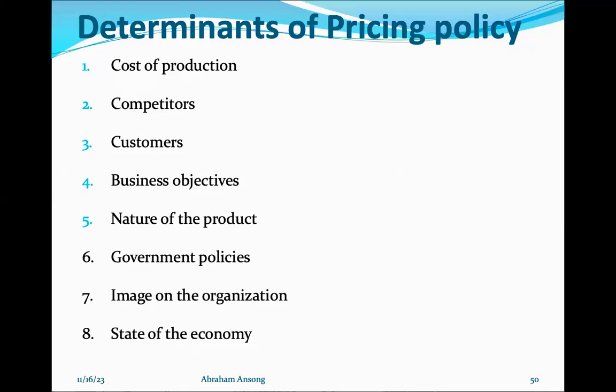Then finally, the state of the economy, very similar to the customers, right? If people do not have income, inflation is high, purchasing power is low, that should influence the pricing policy of a particular organization. So thank you very much for your attention. This will bring to an end our discussions on the first two P's out of the 4 P's. So in our third part of the lecture on marketing management, we will be looking at promotion and then place. All right.